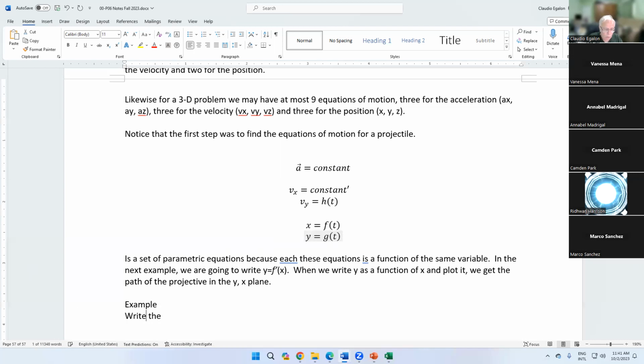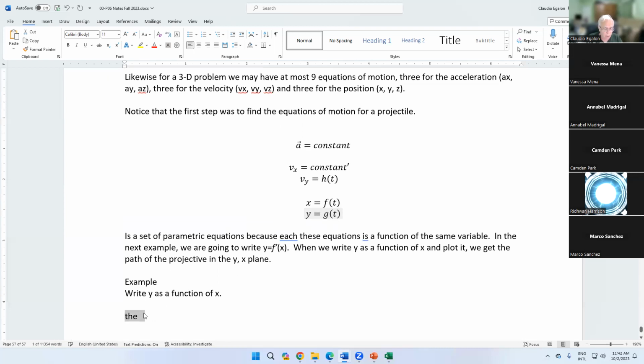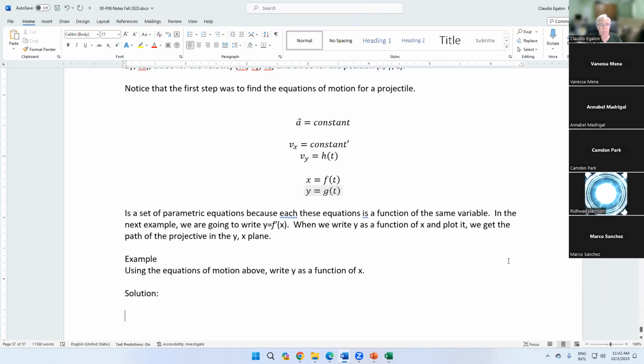No, not here, right. Write y as a function of x. Okay. Using the equation of motion above, write y as a function of x. That is going to be my next example. I'm treating that as an example. Okay.